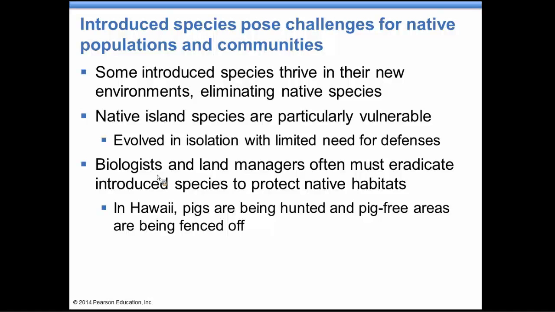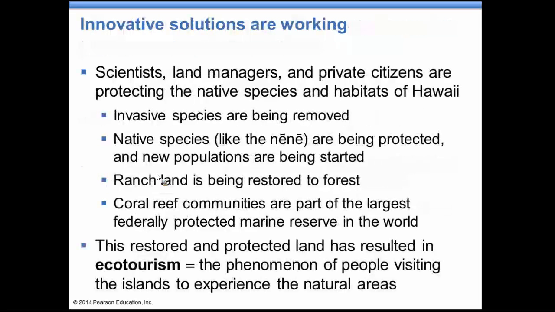And biologists and land managers often have to eradicate introduced species if we want to protect native habitats, and this is a very tough ordeal. One example, again in Hawaii, is the pigs that we've introduced. They're being hunted, and pig-free areas are being fenced off, because pigs go feral rather quickly, and in an environment that they're not natural to, they can cause quite the ruckus.